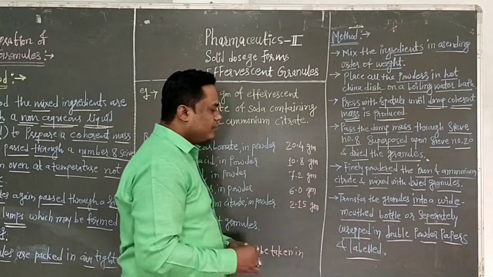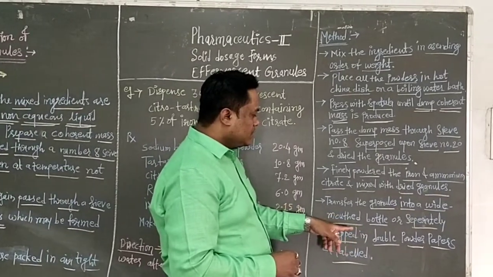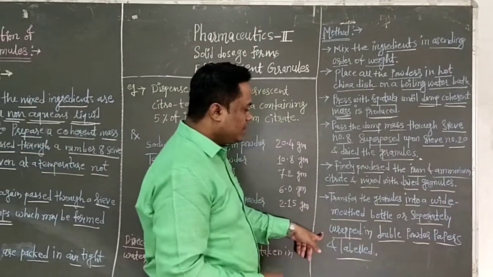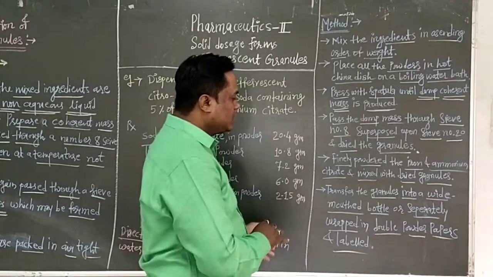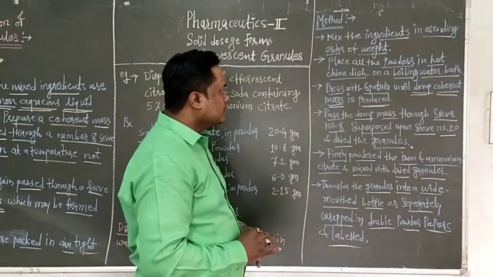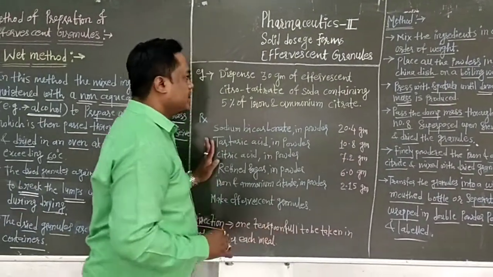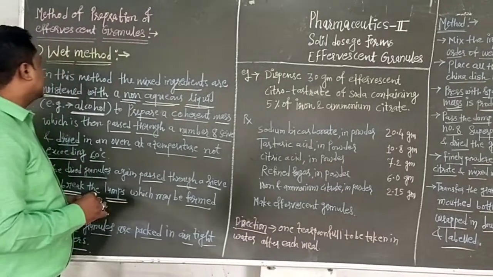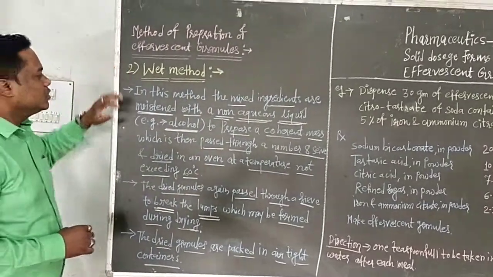Then last, we transfer the granules into a wide mouth bottle or separately wrap them in double powder papers and label them, protected from atmospheric conditions. So this is the simple method of this prescription. In this lecture, we saw all about the method of preparation of effervescent granules by the wet method.